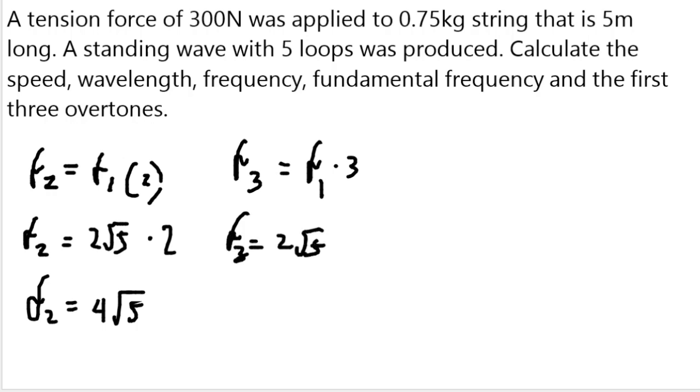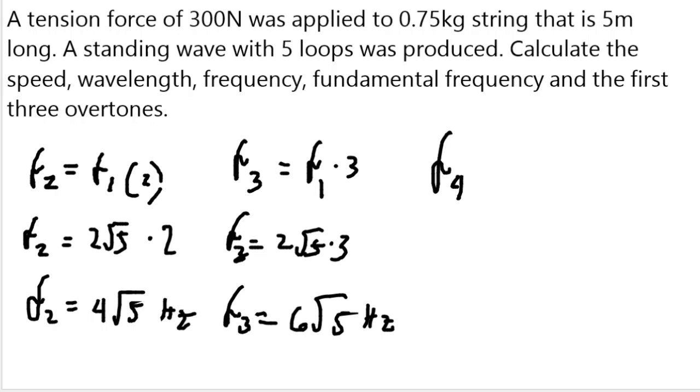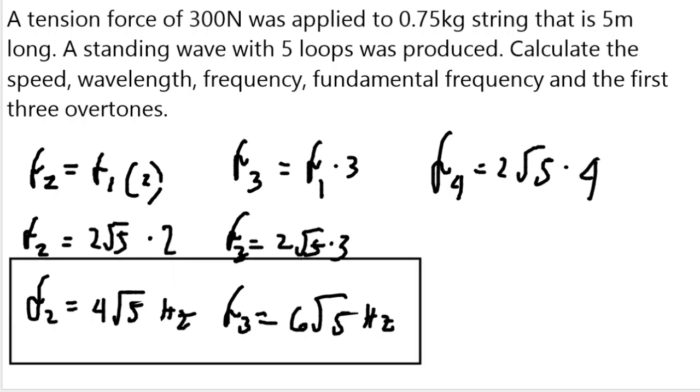Now, the second overtone is going to multiply the 2 root 5 by 3. It's going to be 6 root 5 hertz. And we can just calculate f sub 4. That's equal to f sub 1, 2 root 5, times 4. So f sub 4 is going to be 8 root 5 hertz.